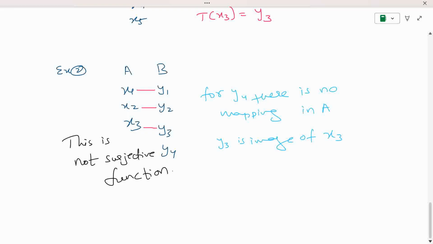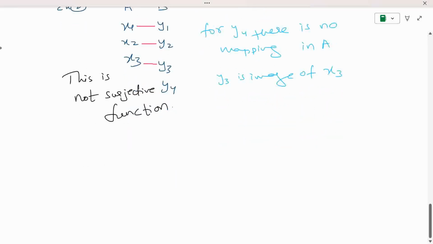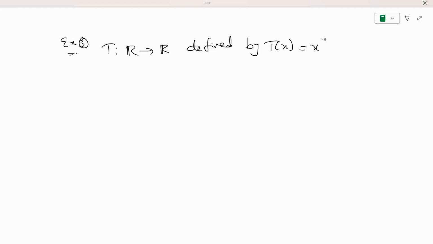Now let's see example 3. A function is mapped from, basically, two sets of real numbers, and the function is defined by P of x is equal to x cube. We have to consider the case of all the elements that the real numbers include.